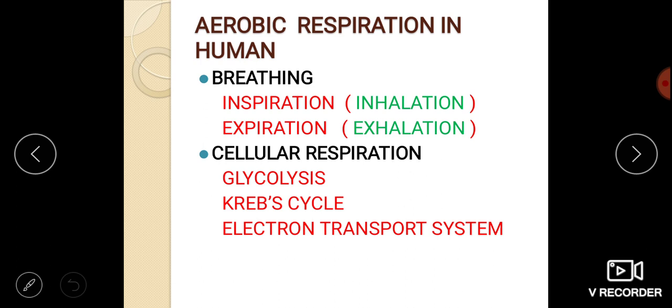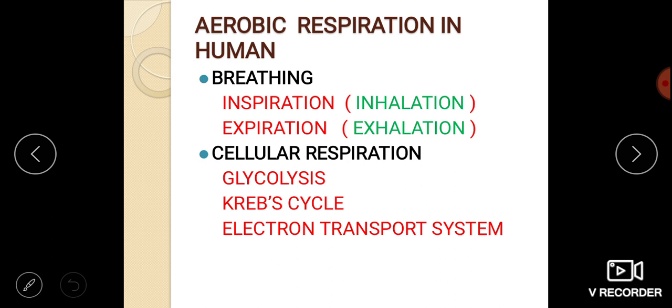Aerobic respiration. To understand it, it has two main steps. Number first is breathing, and the second is cellular respiration. Breathing is just a physical process of intake of air rich in oxygen and giving out of air rich in carbon dioxide. So you can say that breathing involves two steps: first, inhalation, and second, exhalation, or inspiration and expiration.